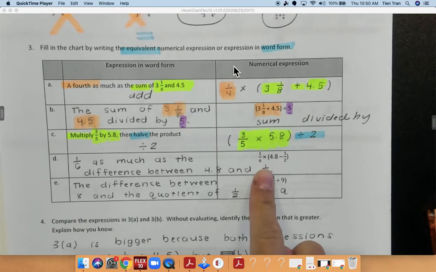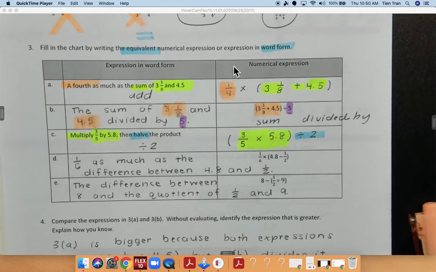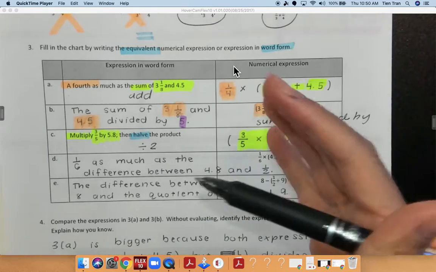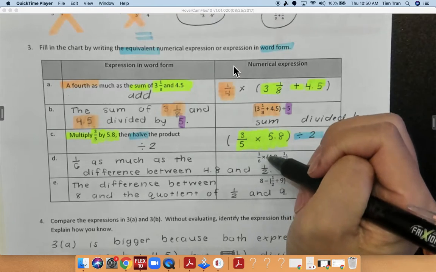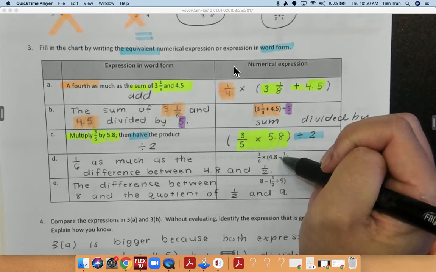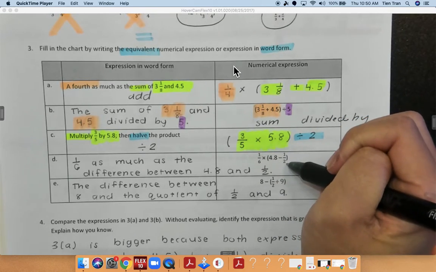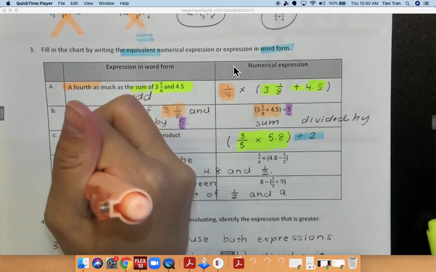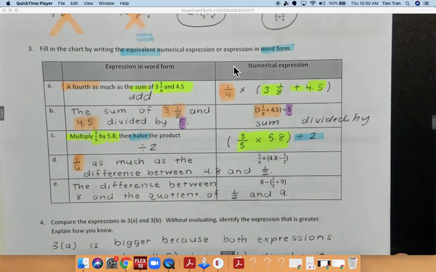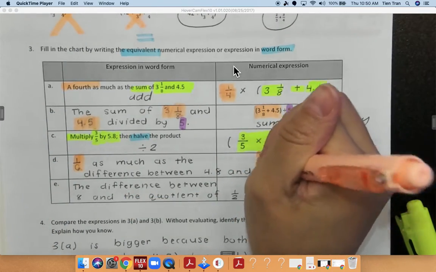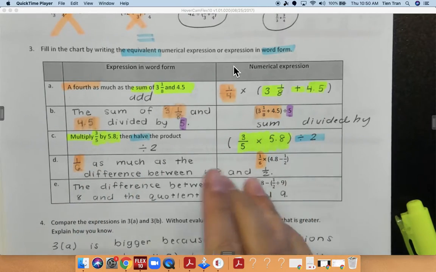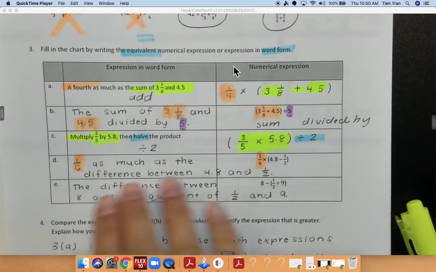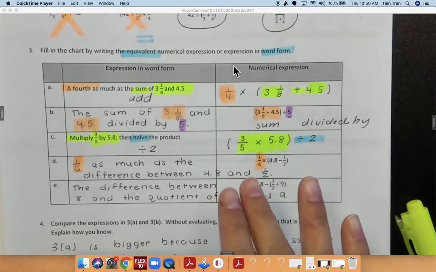This one you have 1/6 times. Times you can say as much as, you can even use the word times, which is fine, or multiply. Any of those words might show up. Multiply 4 and 8/10 minus 1/2. So we have here, we're writing 1/6, and you see the multiplication sign, so we're multiplying. You can write as much as, or you can write times or multiply. Any of those work.